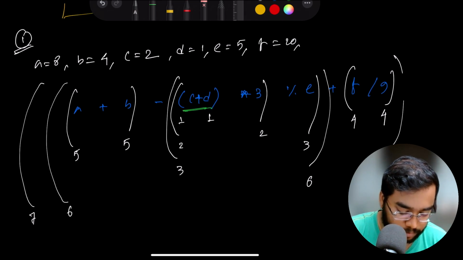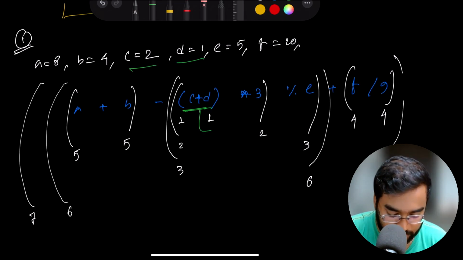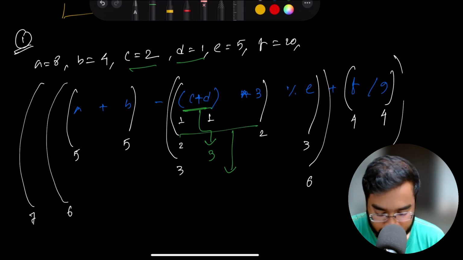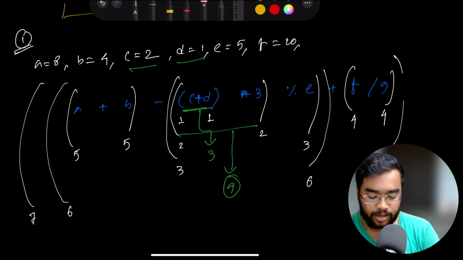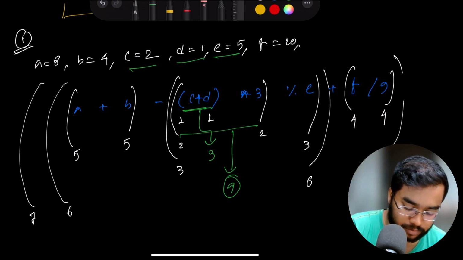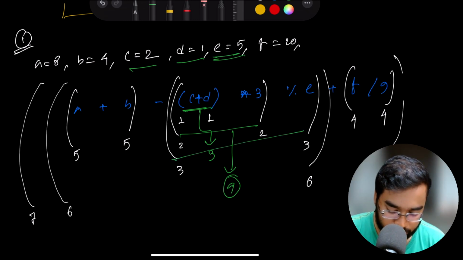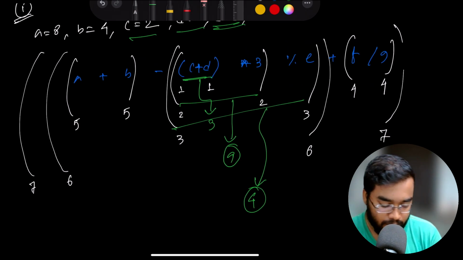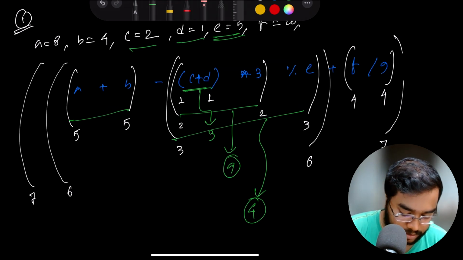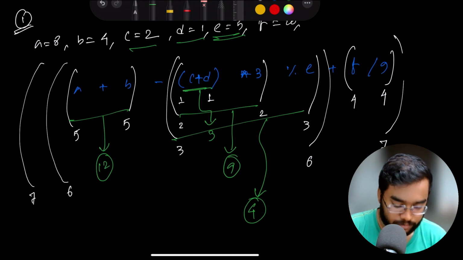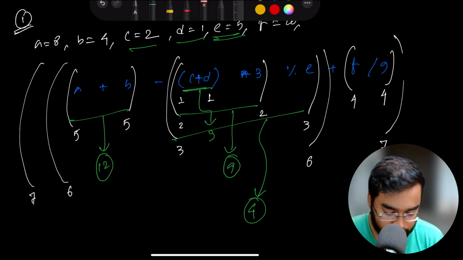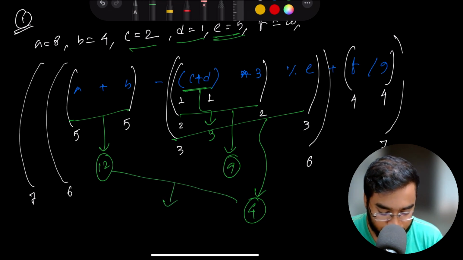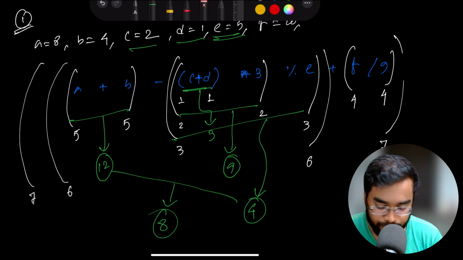So C plus D would be, I guess, 3, and 3 into 3 would be 9. Then 9 modulus 5 is equal to 4. And now 5 is A plus B, and 8 plus 4 is equal to 12. Then 12 minus 4 is equal to 8.